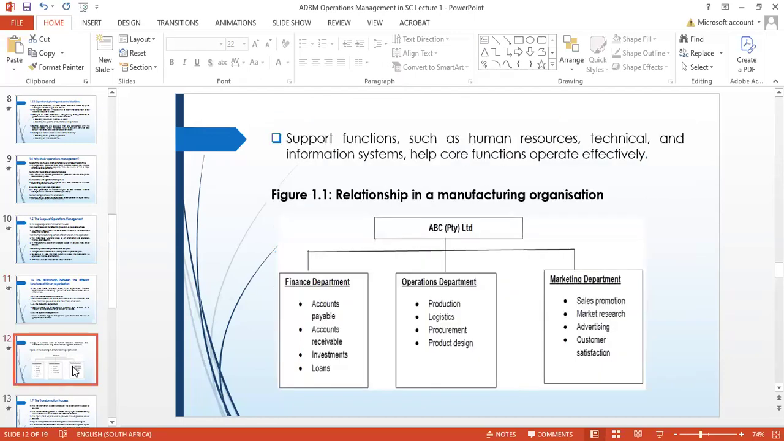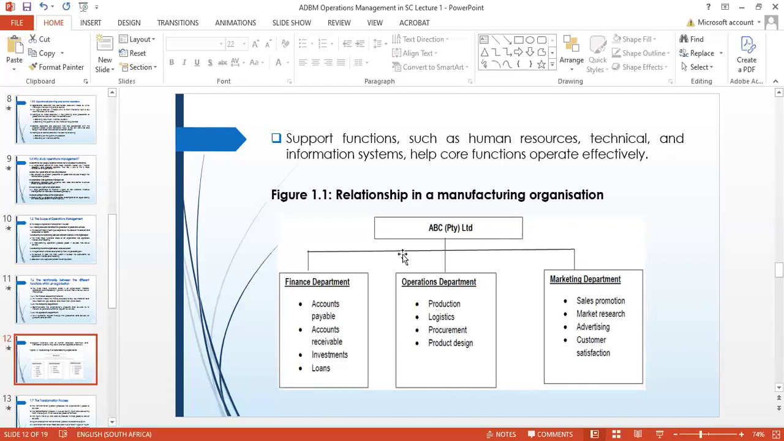Let's look at how the operations management fits in relationship to other departments, right? So we have our company here, ABC Private Limited. We have the finance department, which deals with the accounts payables, which also includes the creditors, for example. And then we have accounts receivables, which include the debtors. We have investments, we have loans. All these fall under the finance department.